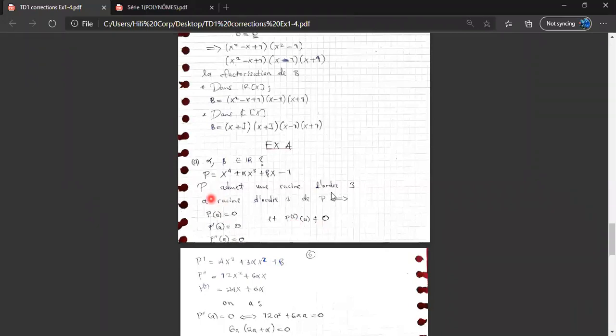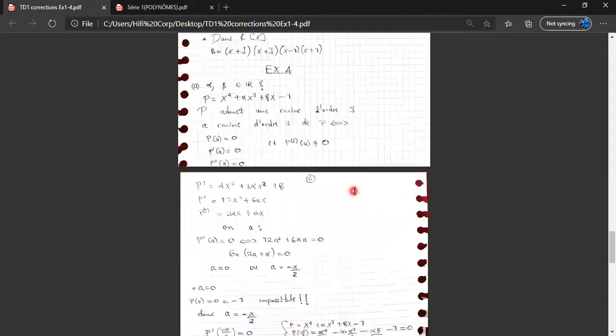P admet une racine d'ordre 3. So let us show this now. We do our P prime, which is equal to 4x cubed plus 3 alpha x squared plus b plus beta. And then we go to P double prime, and we're going to have 12x squared plus 6 alpha x. And then P triple prime is going to be 24x plus 6 alpha.